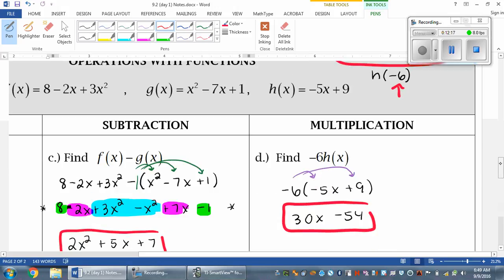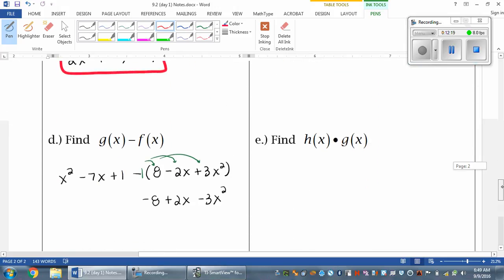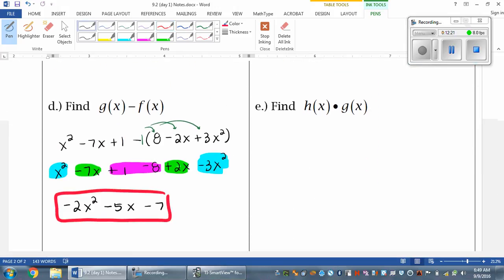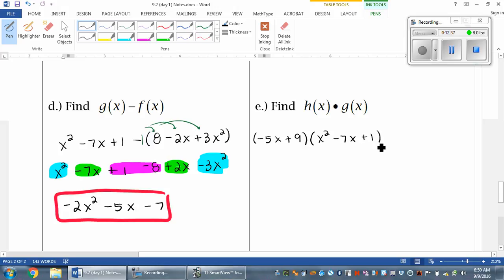All right, and lastly, let's go ahead and do E. So I'm going to put h of x, but since h of x is more than 1 term, I'm going to put it in parentheses of negative 5x plus 9 times f of x, which is x squared minus 7x plus 1. Put them always in parentheses. If you recognize, you should know how to do this.